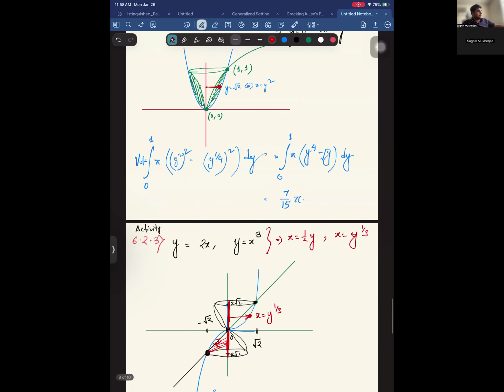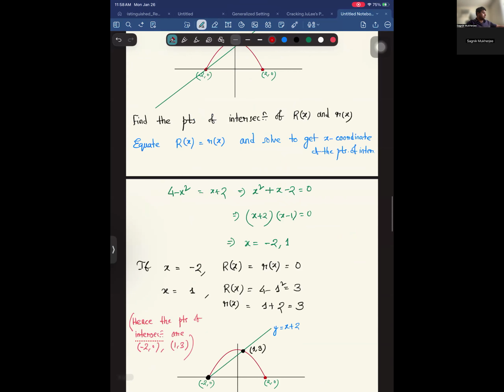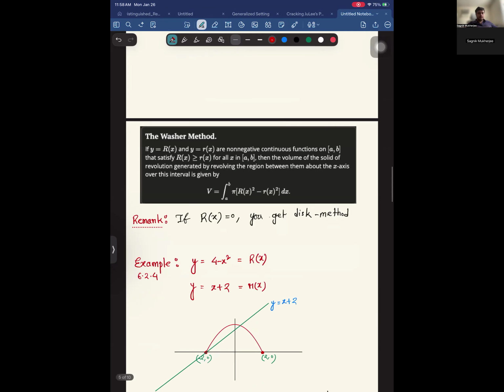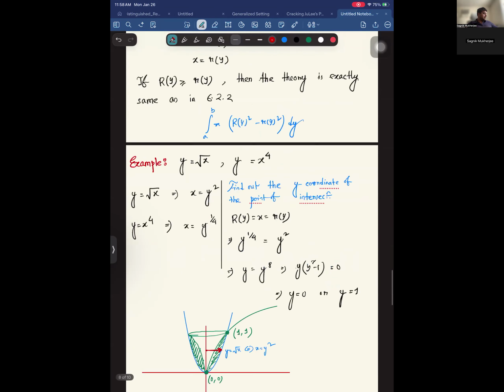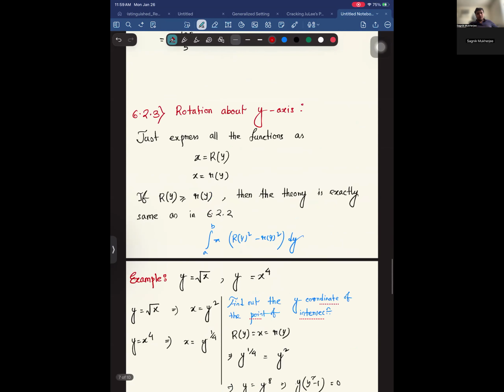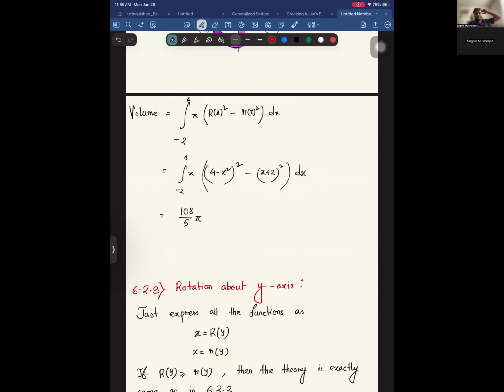Let me just do a quick summary. The most important formula is this. No matter what you are doing, whether you are rotating around the x-axis or y-axis, the theory remains the same. Just figure out which function is bigger, capital Rx or small rx, right? In this example, 4 minus x squared is bigger. In this example, when you try to find the function in terms of y, x equals y to the power 1/3 is bigger, from the perspective of the y-axis. And then just use the formula. That's it. So that would be all.